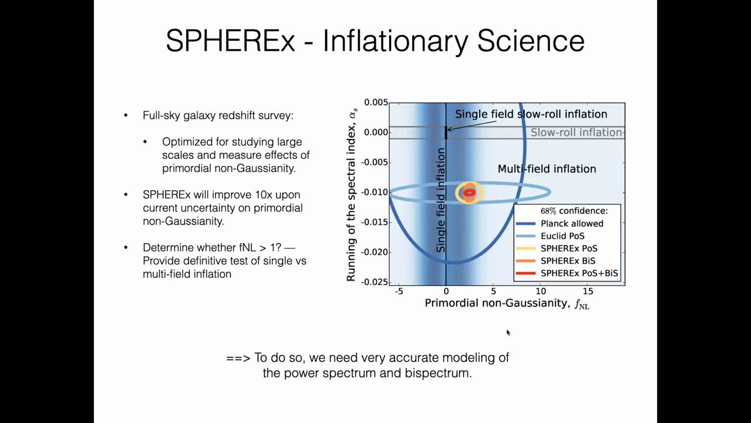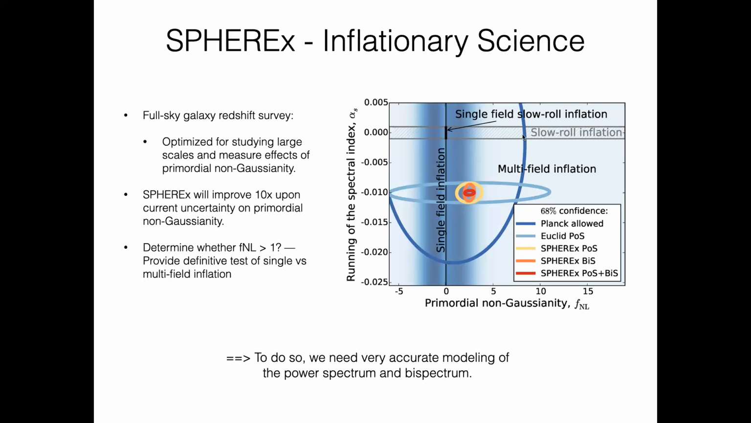So as you know, probably, as inflation stretched those quantum fluctuations to cosmological scales, these fluctuations later seeded dark matter clustering and forming galaxies and all of us. And so understanding the nature of these primordial fluctuations is very important.